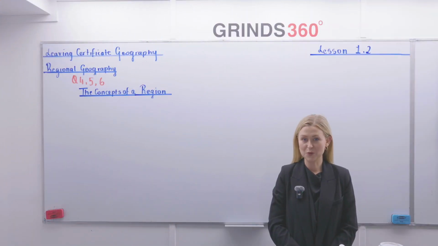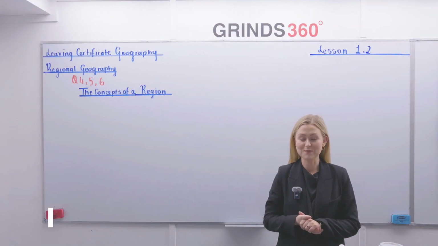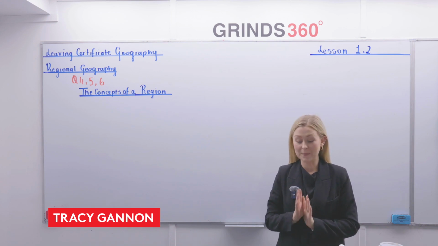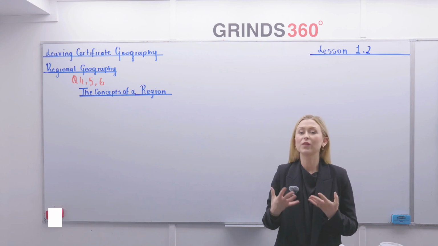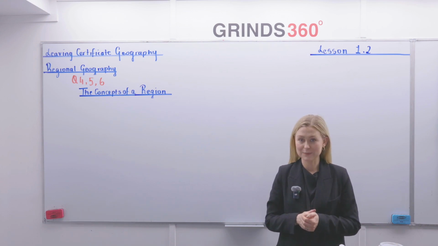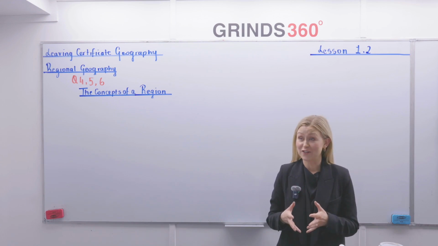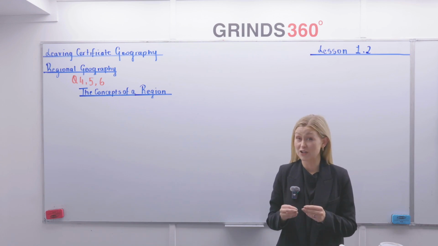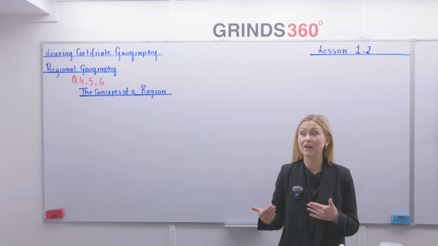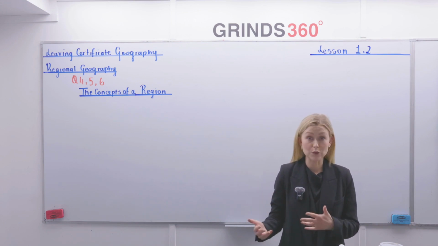And welcome back to lesson 1.2 in the concepts of a region. So today we're going to start off over on page number 4 with what a region actually is. Now, a region is an area on the Earth's surface that has distinct characteristics that sets it apart from other areas. Its characteristics are distinct and unique.